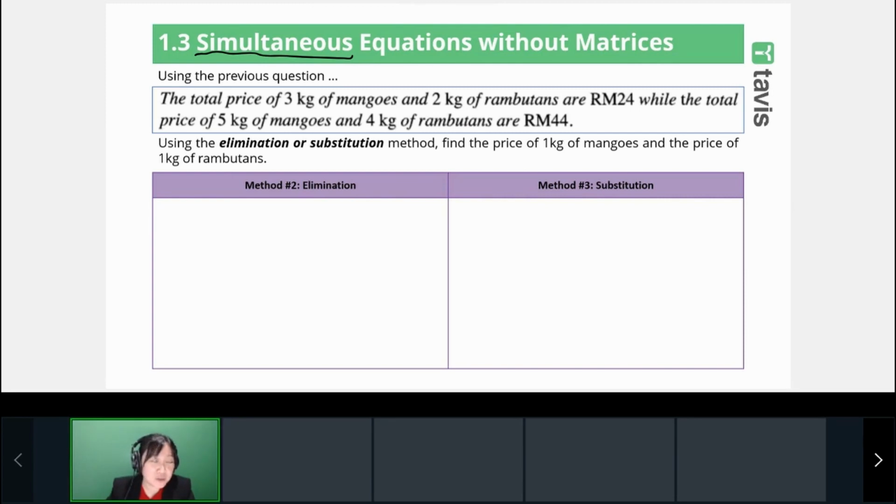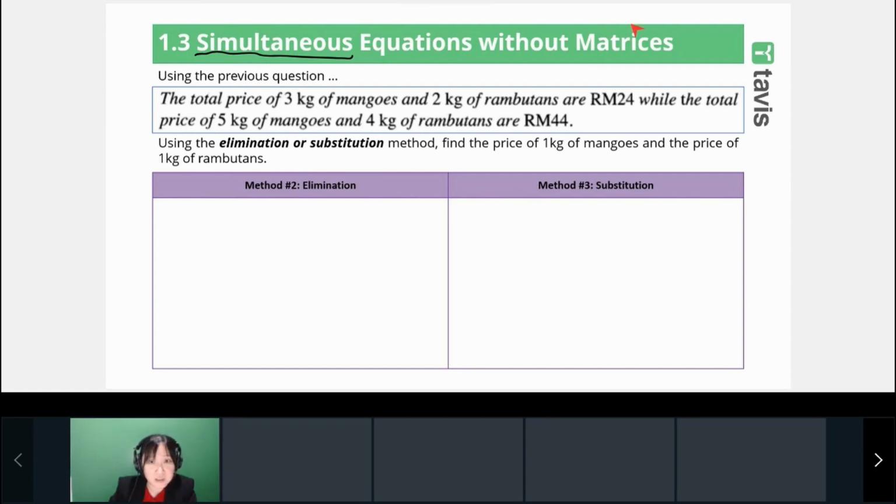Very easy. So you see, I use the same question as previously, using the total price of mango and rambutan, the one that we just did earlier. I am going to use the exact same question, but I'm going to demonstrate with the elimination and substitution method. No more matrix method.